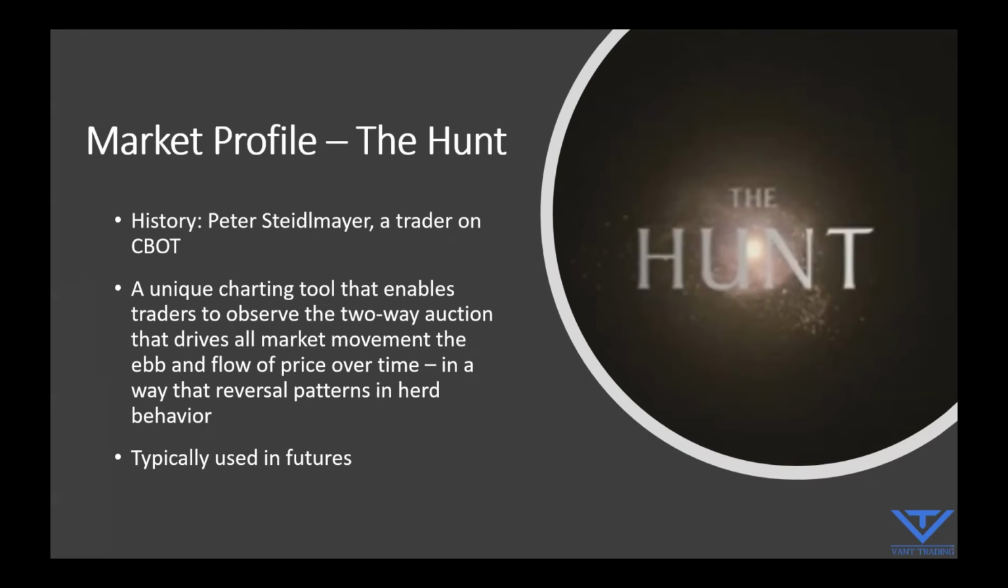A little history on market profile. Peter Steidlmayer was a trader on the CBOT, the Chicago Board of Trade. He was a futures trader, okay? And all market profile is, is a unique charting tool that enables traders to observe the two-way auction that drives all market movement and the ebb and flow of price over time. It's a way that reversal patterns in the herd behavior can really be fine-tuned.